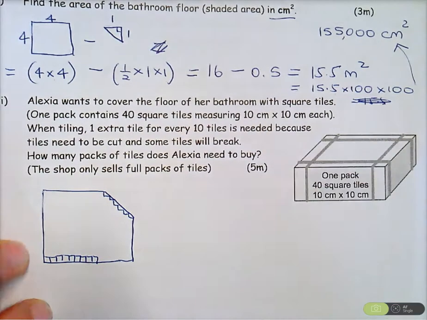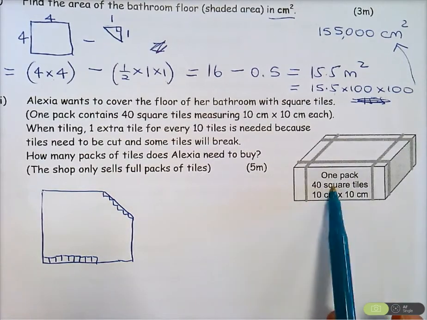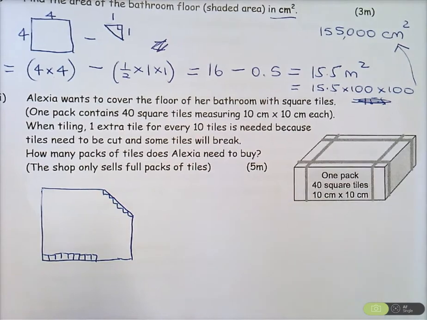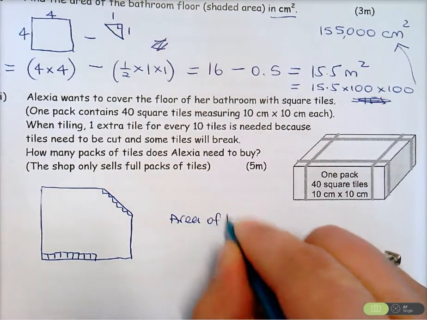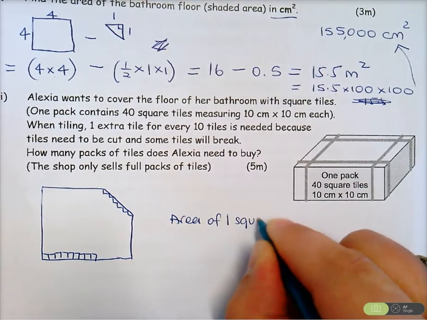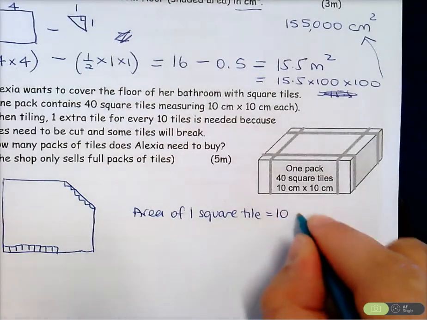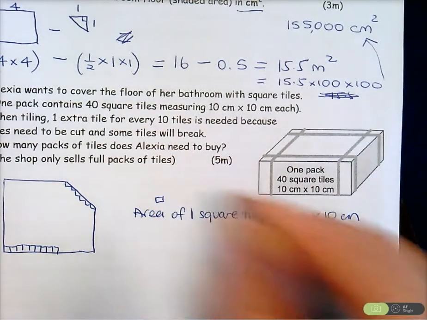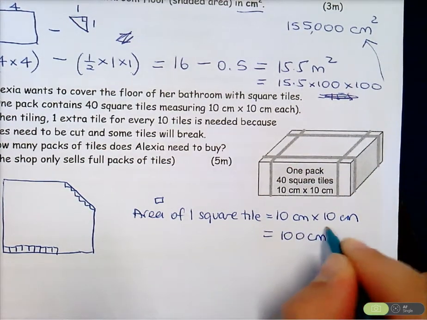And we have to fit all these tiles. Each pack has 40 square tiles, and each square tile is 10 centimetres by 10 centimetres. Let's just work out the area of one little tile. What's the area of one square tile? It's 10 centimetres times 10 centimetres, which is 100 centimetres squared.